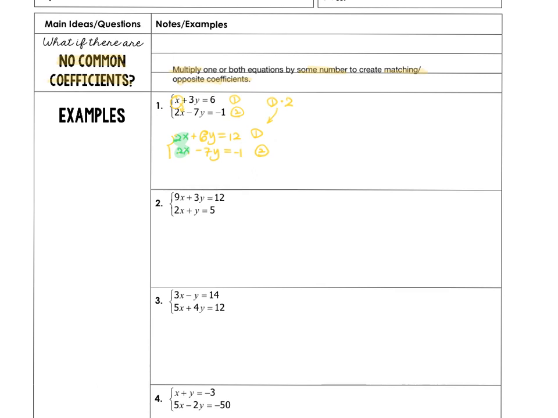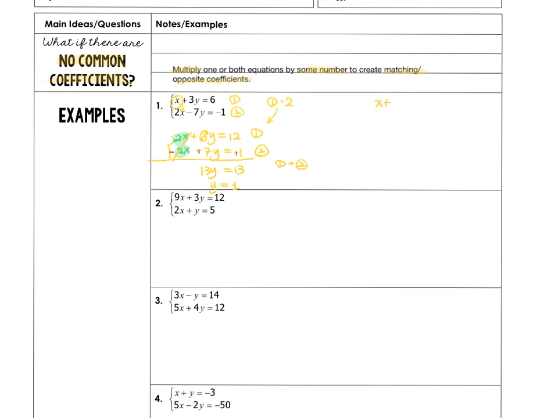So when it's the same, we said we change the sign on one of the equations, and now we can go back and add. So now we do equation 1 plus equation 2. I would have this canceled, and then I should have 13y equals 13. If I divide by 13 on both sides, I have y equals 1.